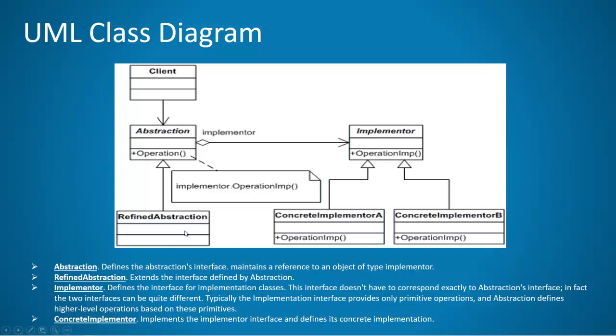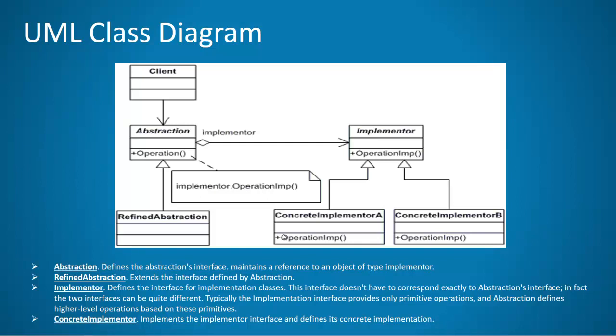Then you'll see here the refined abstraction. It extends the abstraction. Then you will have a concrete implementer. It can be one or two, and so many implementers. Also, I will show you what these concrete implementers are, because in this example I will be showing you two examples so that you will have a better understanding of what a bridge design pattern looks like.